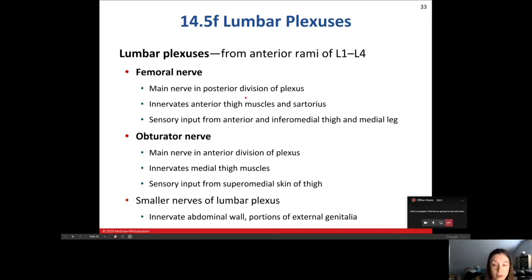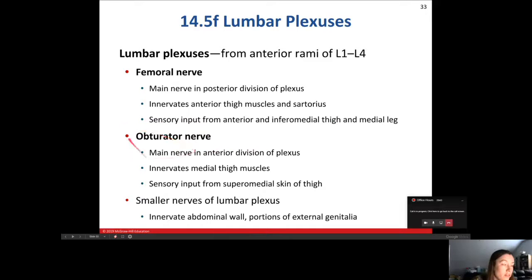Now, if we move down further, our next is going to be the lumbar plexus, and it's made from anterior rami of L1 through L4. The 2 big nerves to know that come from the lumbar plexus are the femoral nerve and the obturator nerve. But really, the only one you need to memorize for lecture is the femoral nerve. This is the main nerve in the posterior division of the plexus. It's going to innervate the anterior thigh muscles and the sartorius, so you'll see it on the model on the anterior side of the leg. And it has sensory input from the anterior and sort of medial part of the thigh. So it's more anterior and medial.